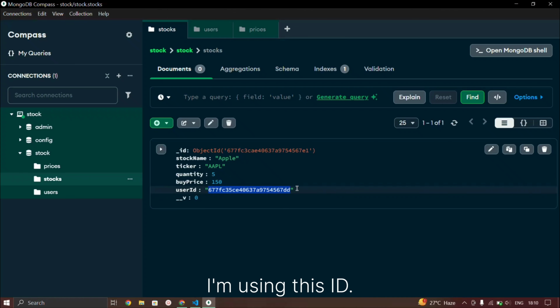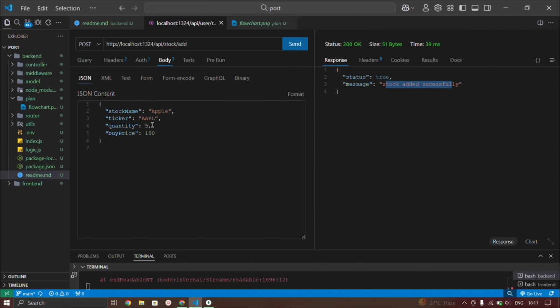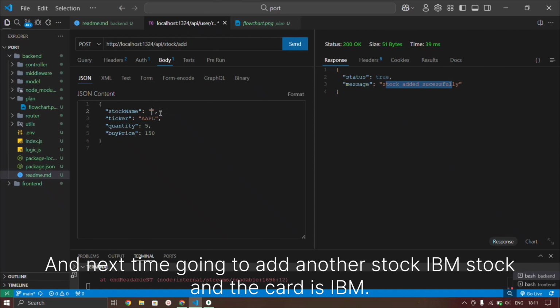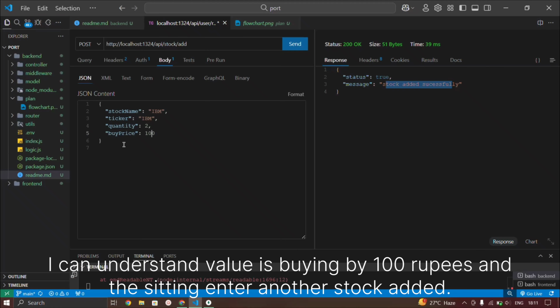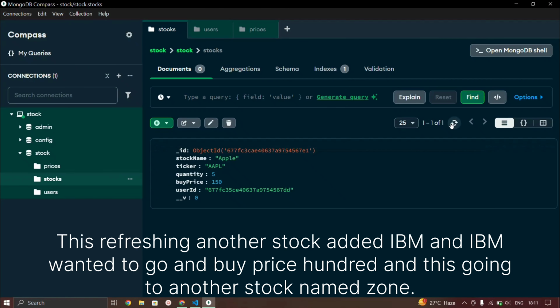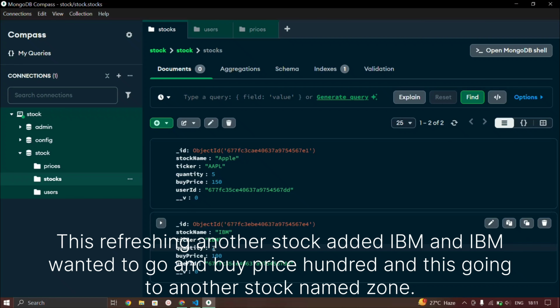I'm using this ID. And next I'm going to add another stock, IBM stock, and the correct ticker is IBM. The quantity is two stocks, the current stock value is a buying price of 100 rupees, and just hitting enter. Another stock added. I'm just refreshing. Another stock added: IBM, quantity 2 and buy price 100.